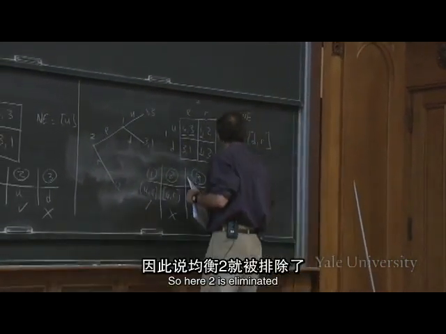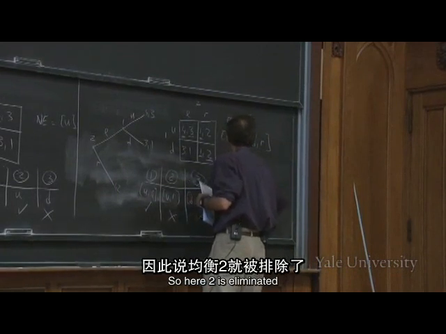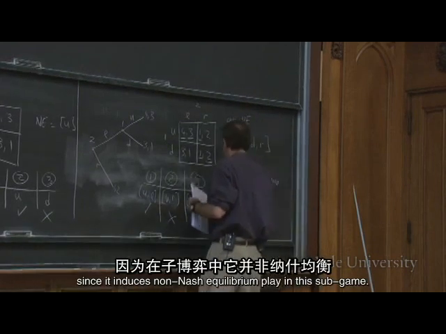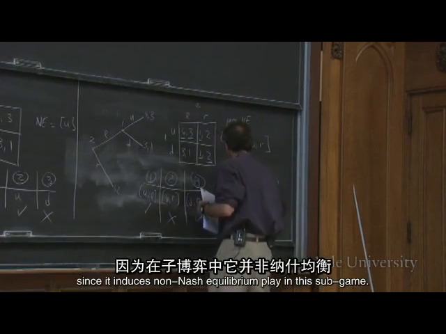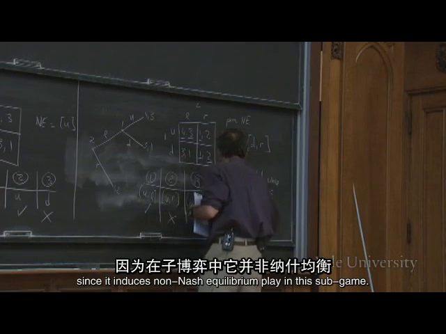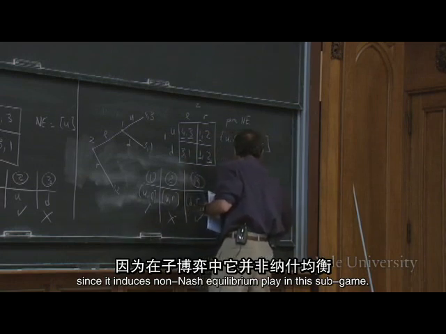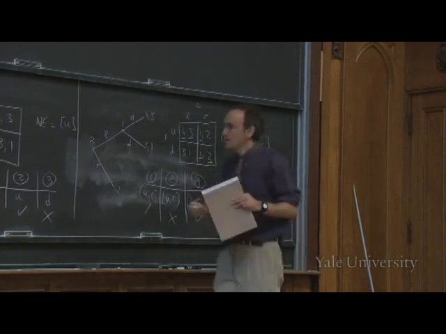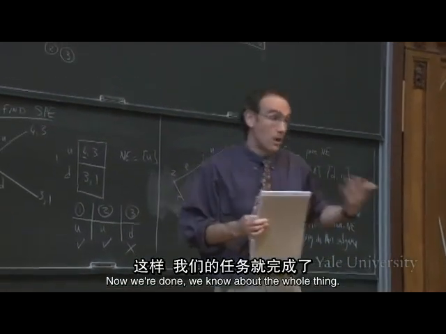So here, 2 is eliminated since it induces non-Nash equilibrium play in this subgame. All right? And now we're done. We know about the whole game.